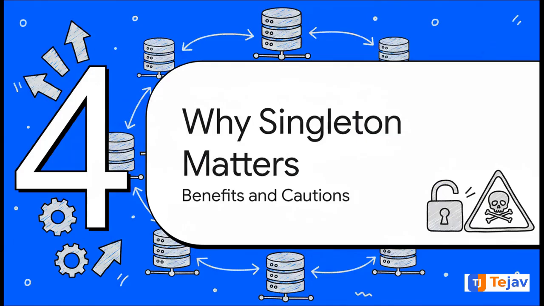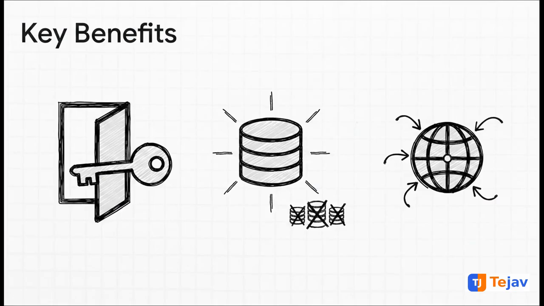Okay, let's zoom out for a second and just quickly recap why this pattern is so important, and also touch on a few things you need to be careful about. So, why do we bother with all this? Well, the benefits are pretty huge. You get controlled access to that one object. You guarantee resource efficiency. Like, you don't want 100 different open connections to your database, right? You want one managed connection pool. And finally, you get a super convenient global access point from anywhere in your code.